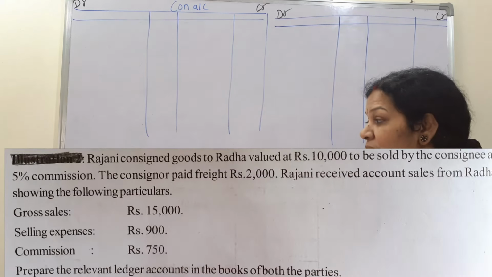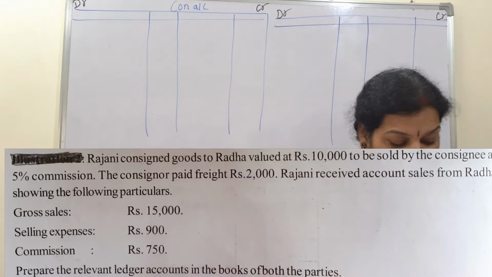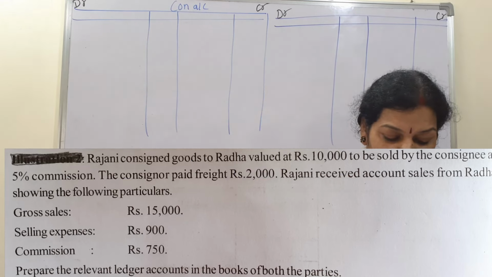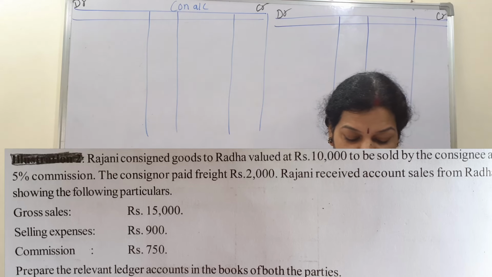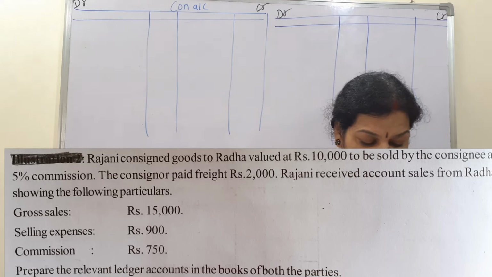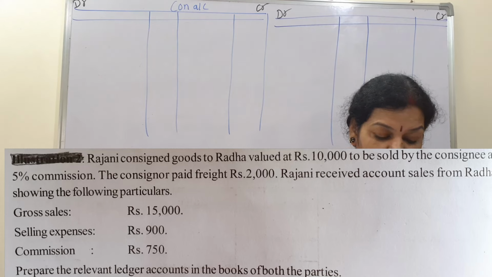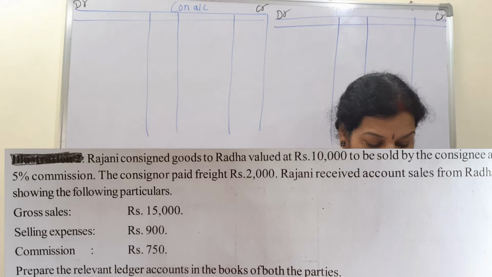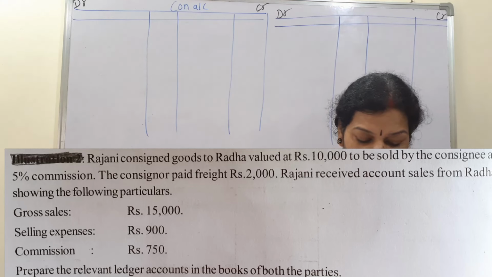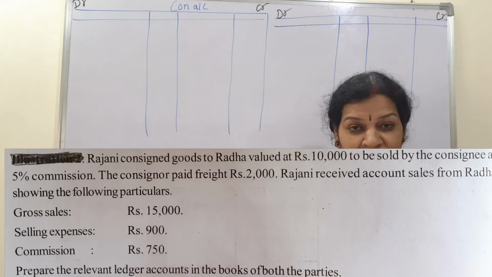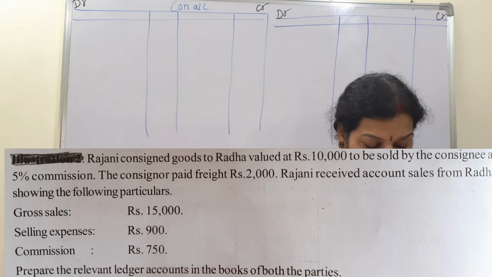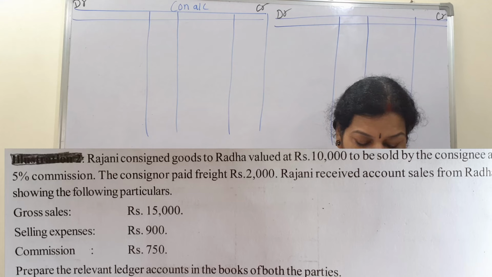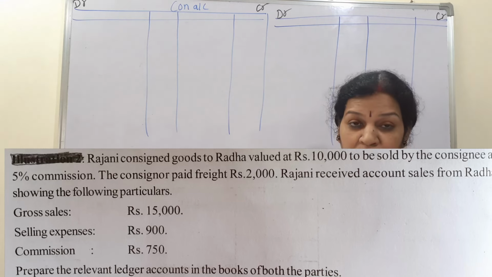See the problem, it's given on the desktop. Rajini consigned goods to Radha valued at 10,000 rupees to be sold by the consignee at 5% commission. Rajini consigned goods to Radha, means Rajini is consignor, Radha is consignee. Value of goods 10,000 to be sold by the consignee at 5% commission. Commission is 5%. The consignor paid freight 2,000 rupees. Rajini paid, means consignor expenses are 2,000.